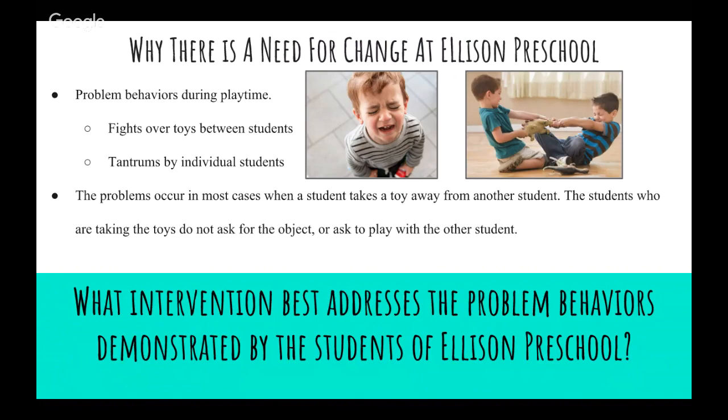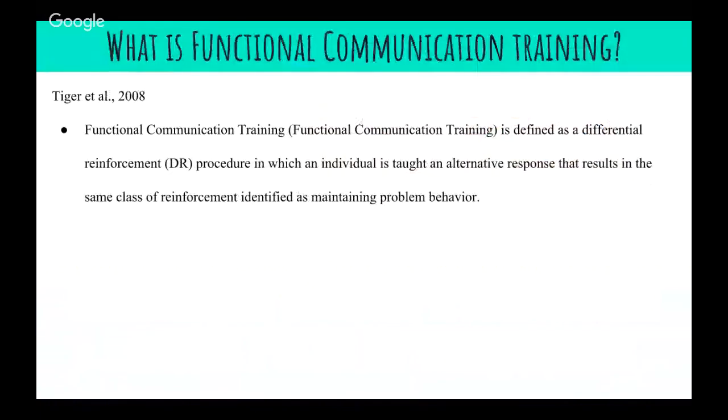So what is an intervention that best addresses these problem behaviors demonstrated by the students at Ellison Preschool? As a team, we decided that functional communication training would be best. So what is functional communication training? According to Tiger and his colleagues in 2008, functional communication training is defined as a differential reinforcement procedure in which an individual is taught an alternative response that results in the same class of reinforcement identified as maintaining problem behaviors.